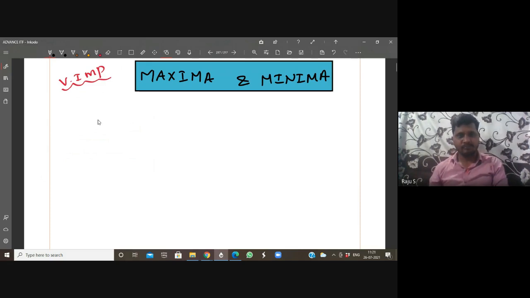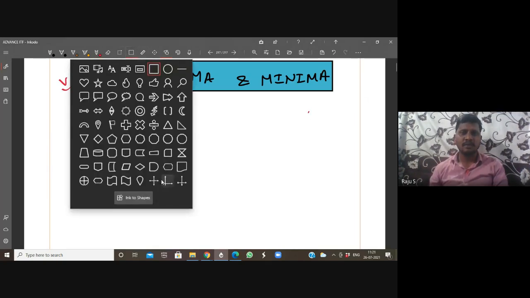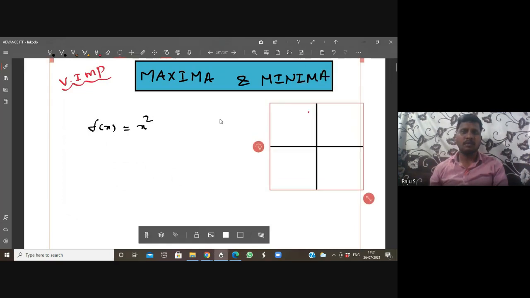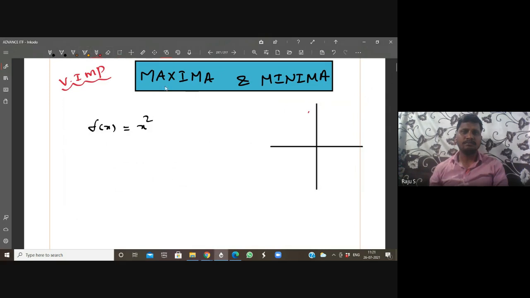For example, they give a function: f of x is equal to x square. Then what about this x square, students? The graphical representation of x square is like this. The graph is open upwards. So this is a parabola.